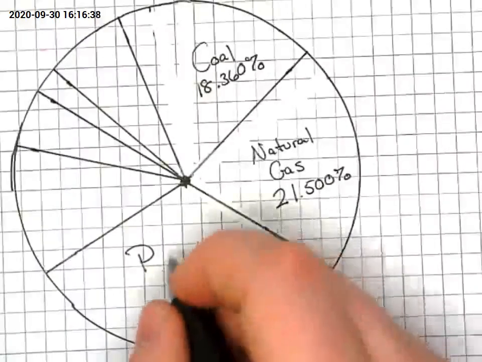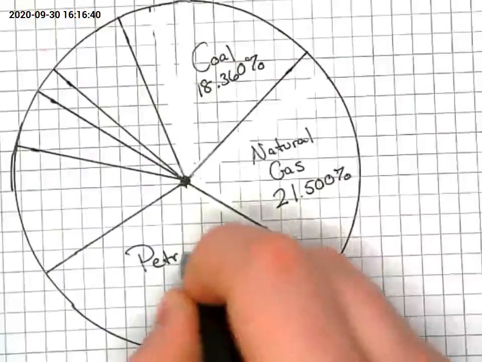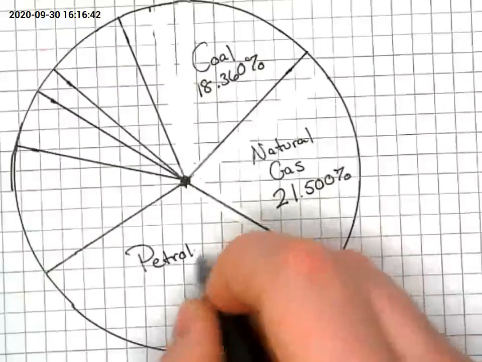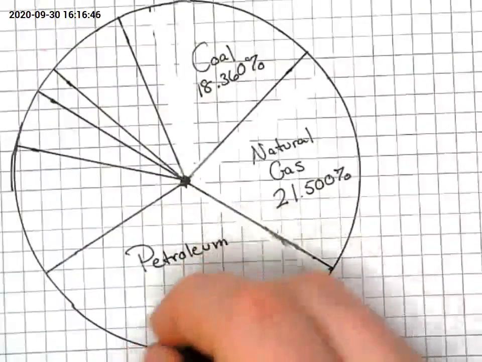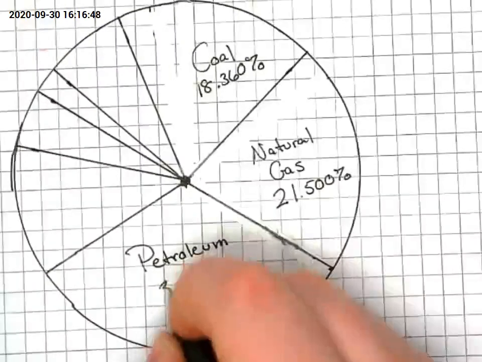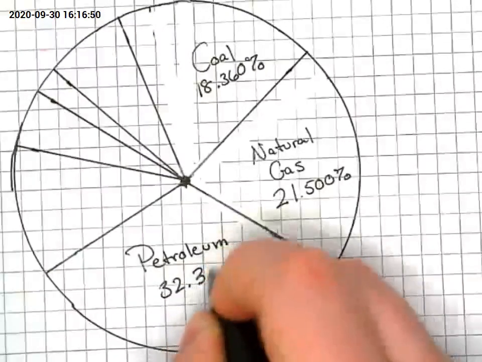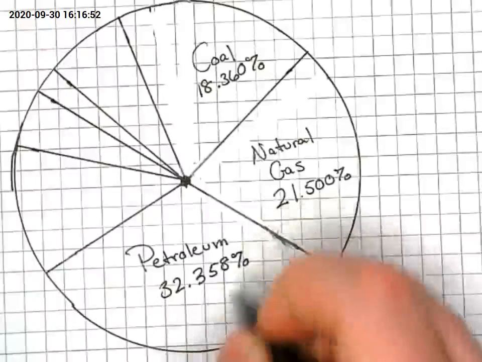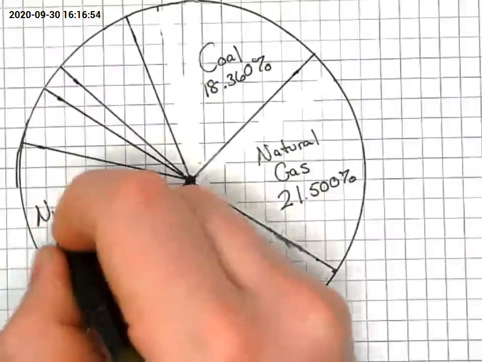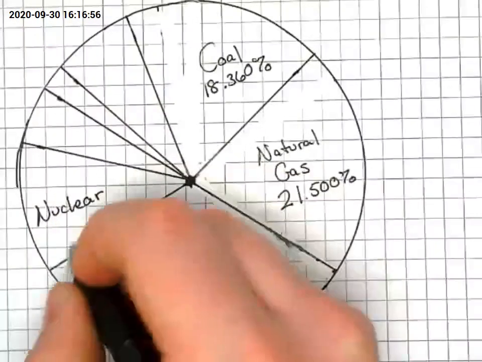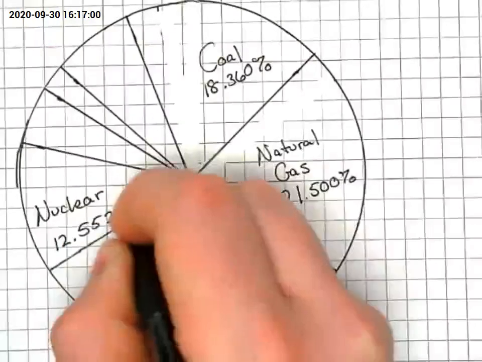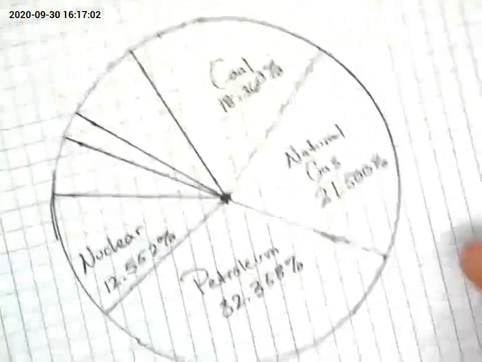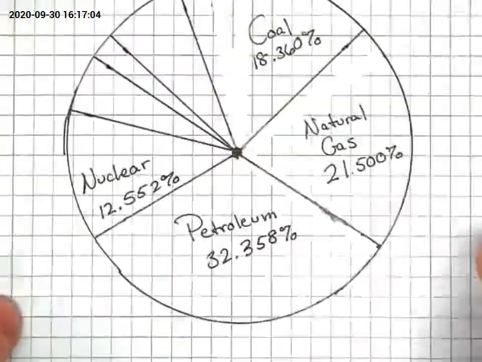Let's see, sorry. Petroleum. And petroleum had 32.358%. Next one is nuclear. Nuclear had 12.552%. And then, let's see, hydroelectric.